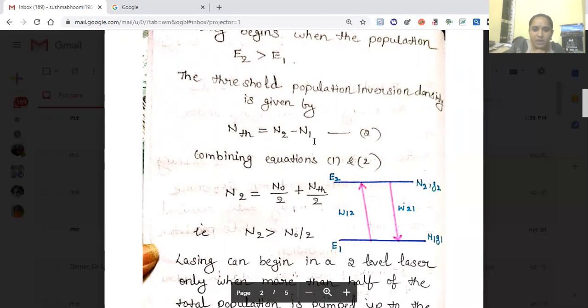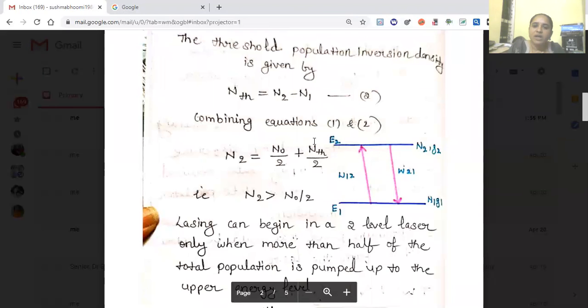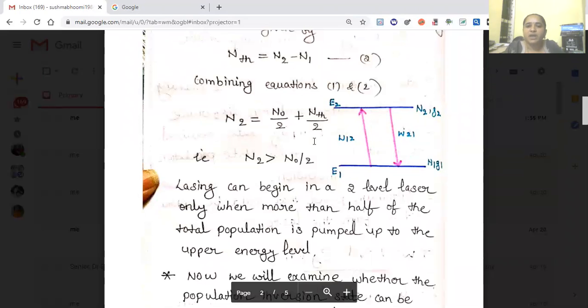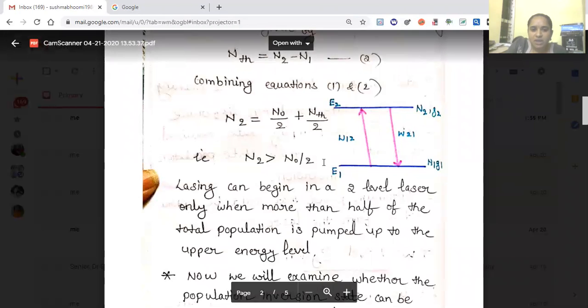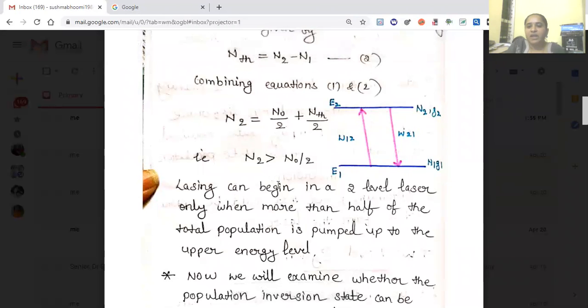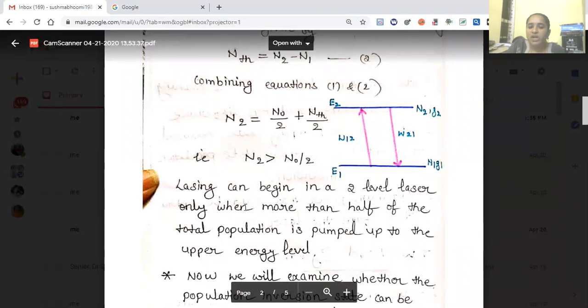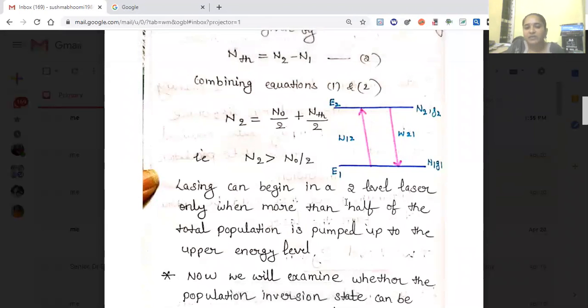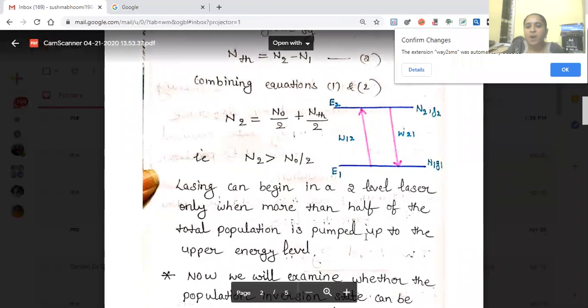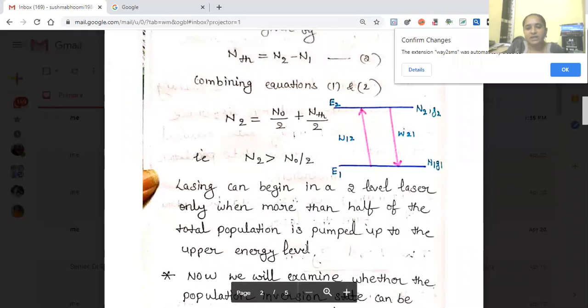So combining equation number 1 and equation number 2, N2 equals N0 by 2 plus n threshold by 2. So N2 is greater than N0 by 2. So lasing can begin in a two-level laser only when more than half of the total population is pumped up to the upper energy level.